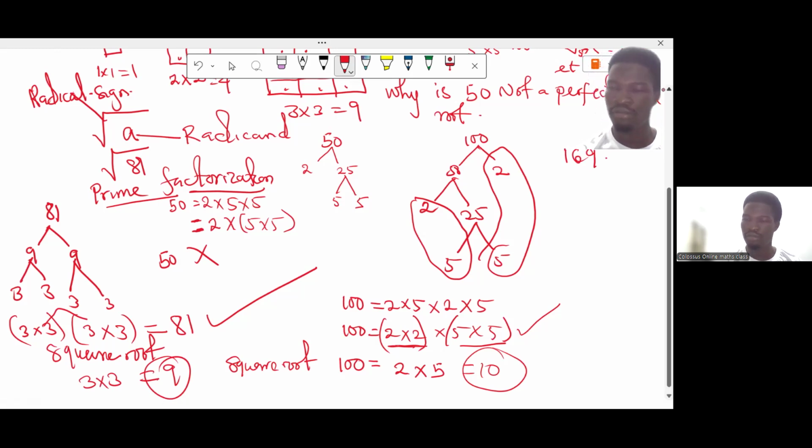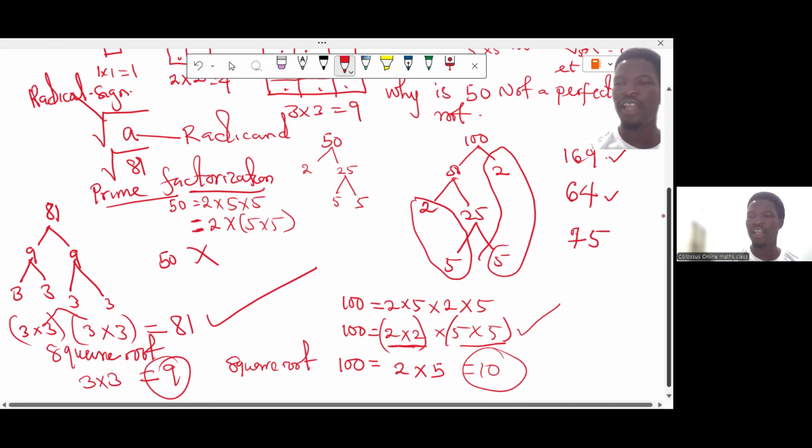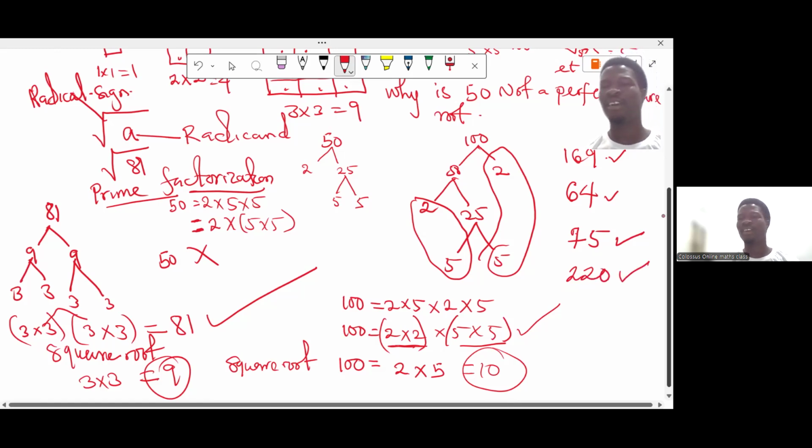Okay, so tell me in the comment section, is 169 a perfect square? If so, find the square root. And then check, is 64 also a perfect square? If yes, tell us the square root in the comment section. And then let me give you 2 more. Check for 75. Is it a perfect square? If not, tell us in the comment section. And then the last one, 220. Is it a perfect square? If yes, tell us in the comment section.